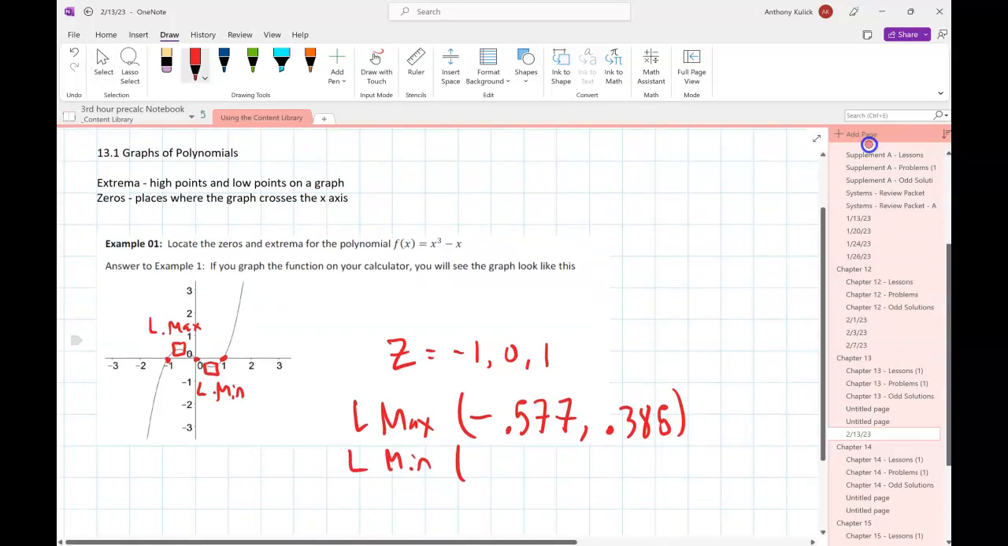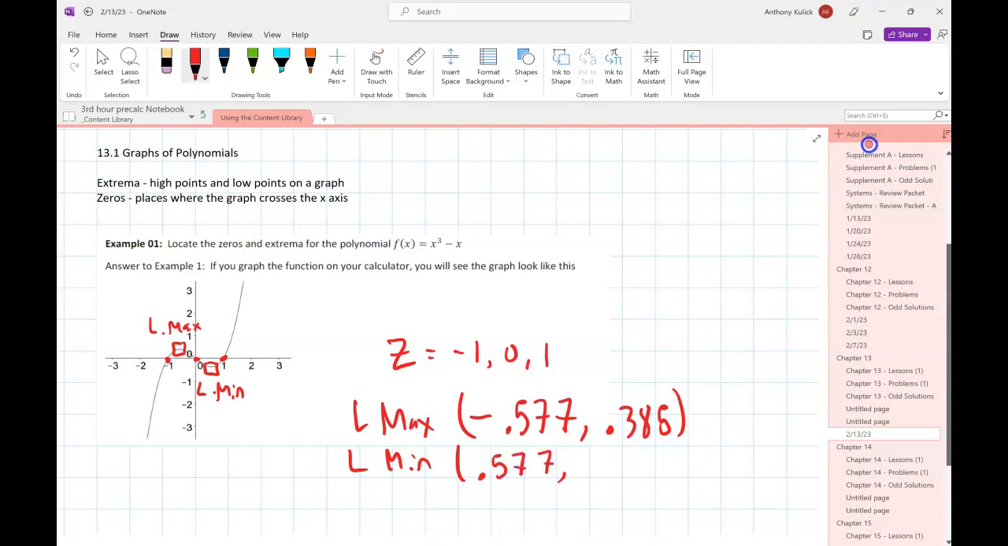And then for the local minimum, I would just repeat the same process. I'm going to skip the calculator buttoning for that because we've done that already. Hopefully it's not surprising that it's the same numbers with opposite signs. Looking at the graph, it looks pretty symmetric like that.